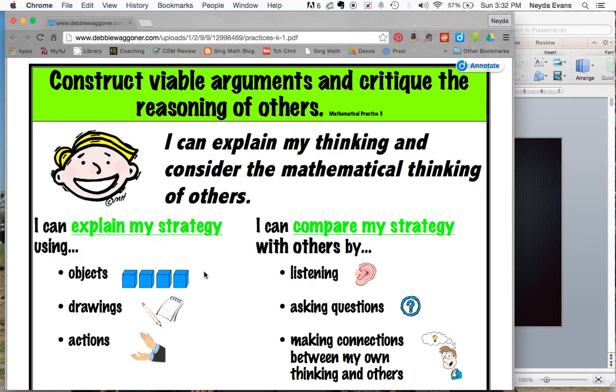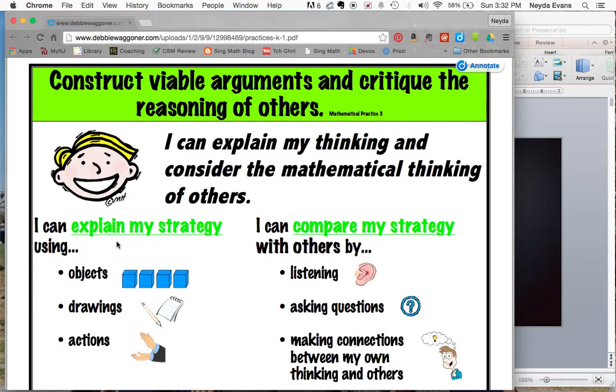We're going to be working on explaining our thinking and considering the thinking of others, right? Because this is the adult language and this is kid-friendly language. You have to consider, which language am I going to use when I'm teaching? This one is a little far-fetched and students aren't going to really understand that. But the kid-friendly language, that's what they're going to understand.